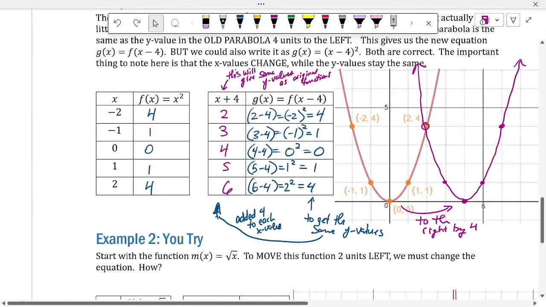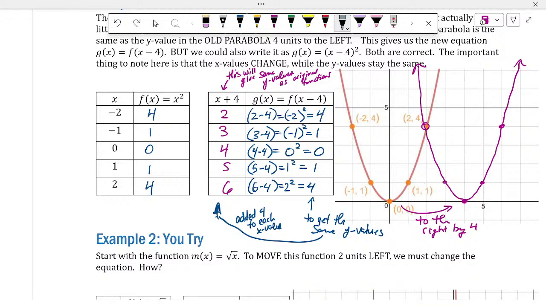So the thing to understand is that this modification on the inside changes our x value, but it doesn't change it in the way we think it's going to. It's counterintuitive. Because if we're saying take each x value and subtract 4, then what we're going to do is we're going to get the same shape if we take all the x values and counteract that subtracting 4. And how do you counteract subtracting 4?